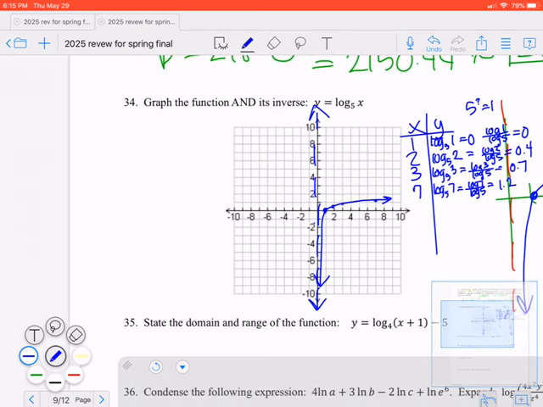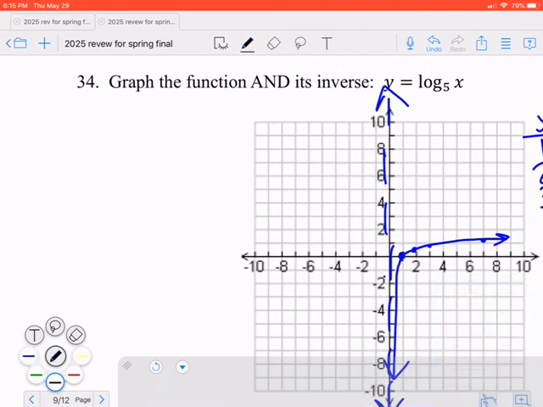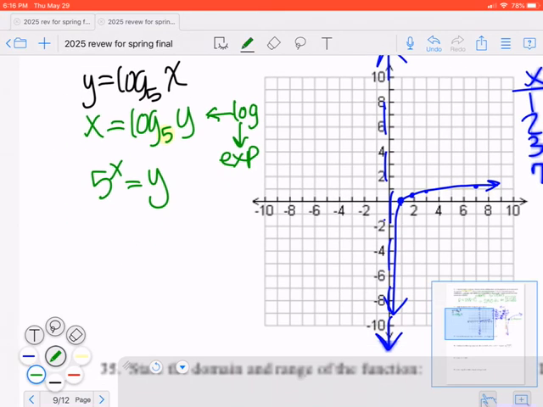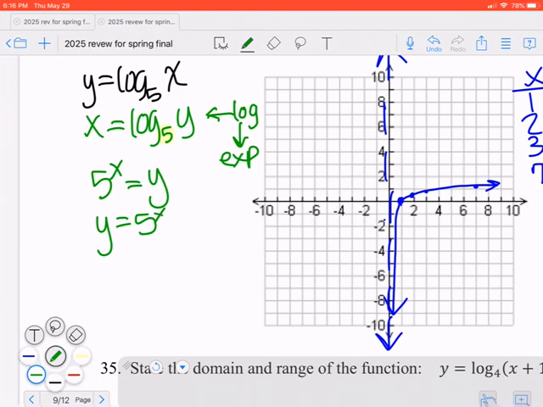Now we also want to graph its inverse. So we have to find the inverse of y equals log base 5 of x. So we make the y an x, make the x a y, and solve for y. How do we solve for y? The y is the argument of a logarithm, so this is obviously a logarithmic equation. So we're going to convert the log to an exponent. Remember that the base is the base. So 5 to the x is equal to y. And so written normally, we're graphing y equals 5 to the x.